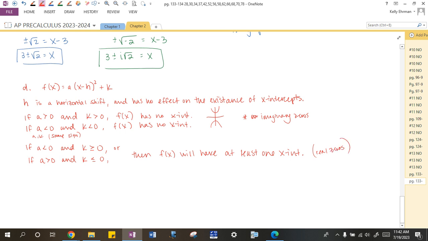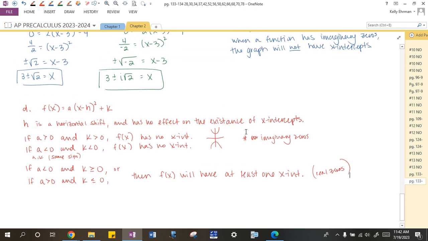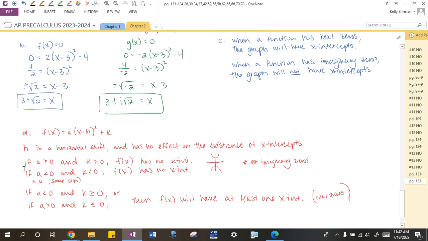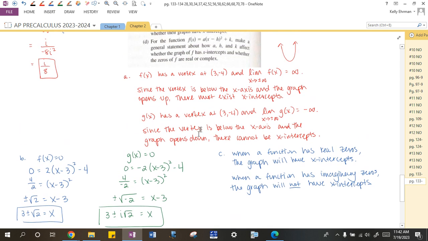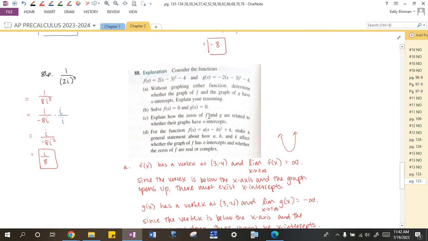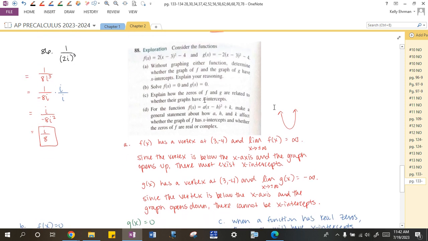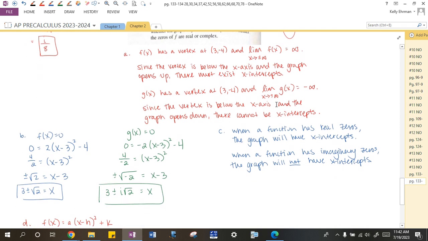I included this question because I would imagine these are the types of questions where you're writing some things or writing some rules. This could be like an AP free response question. Maybe not completely dealing with just quadratics, but definitely some parts of this I would think would show up like that.